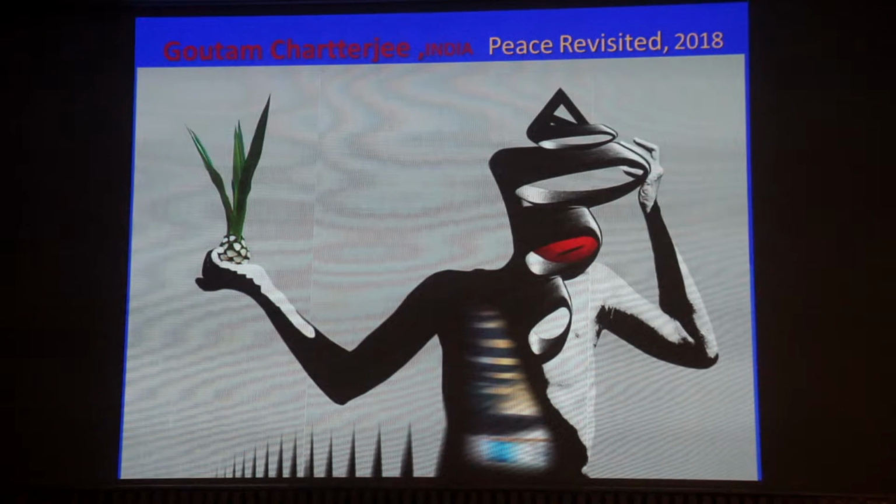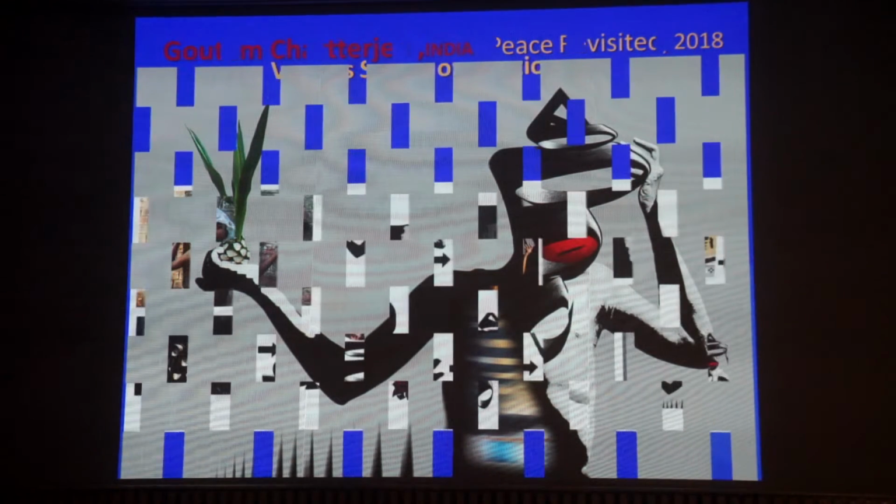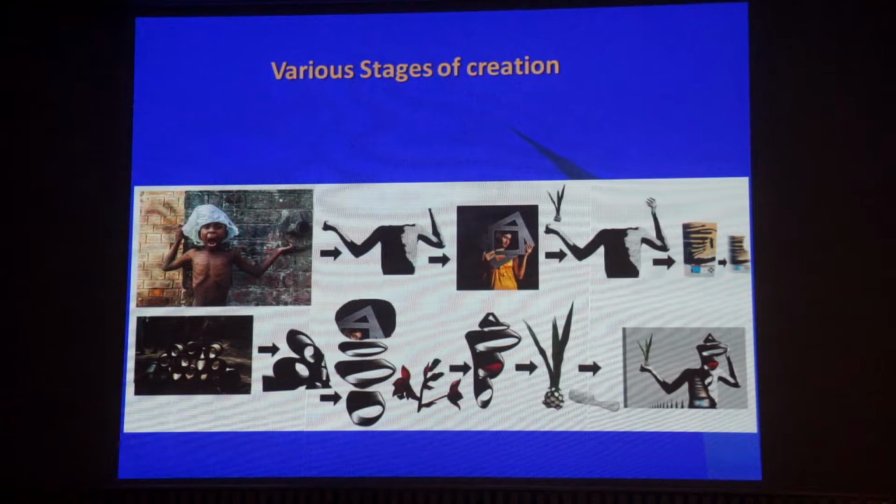This is another picture. This was awarded last year in the Ordlot International Salon, a very creative salon, by Gautam Chatterjee of Howrah. Peace Revisited. It's a very complicated one, but it seems to be very fantastic. It's a surrealistic one. I'm not going to discuss all in detail, but you can see the flowchart of this picture in the next slide. Next slide, please. So you see what tremendous effort was given to create this picture, the various stages of creation of Peace Revisited by Gautam Chatterjee of Howrah.